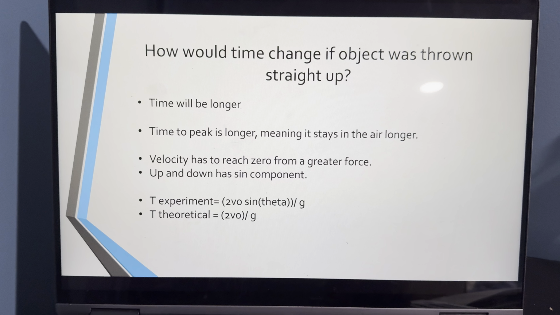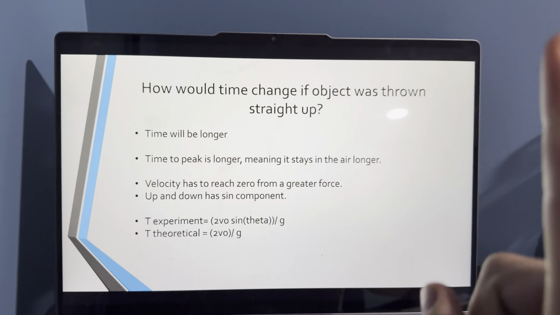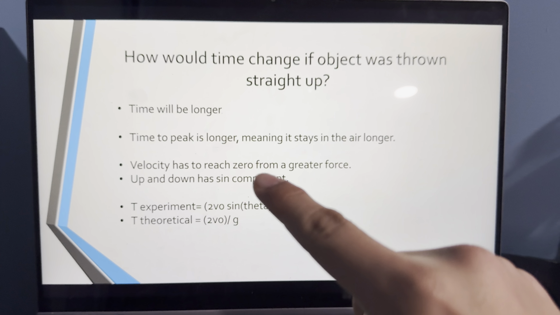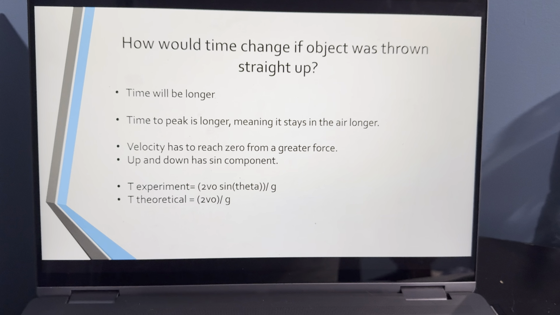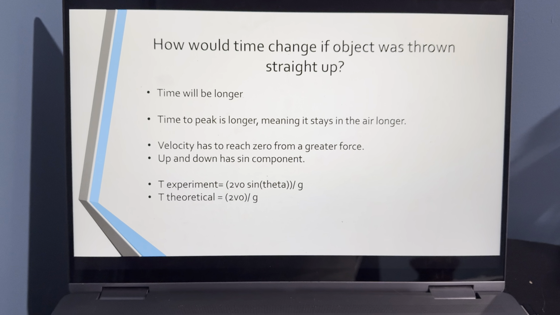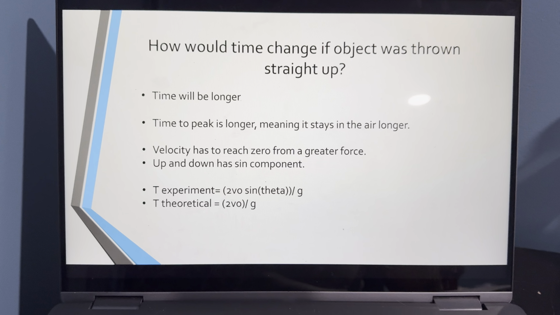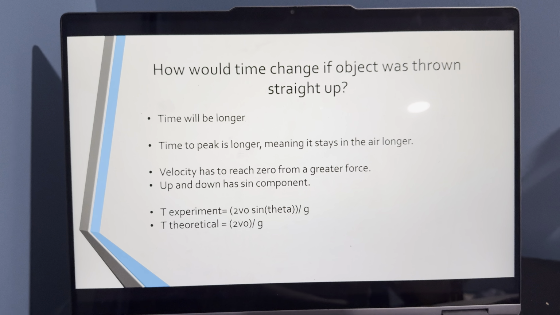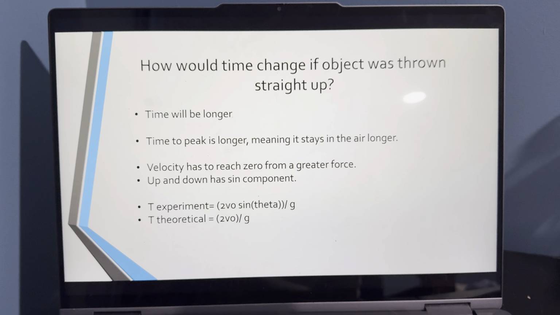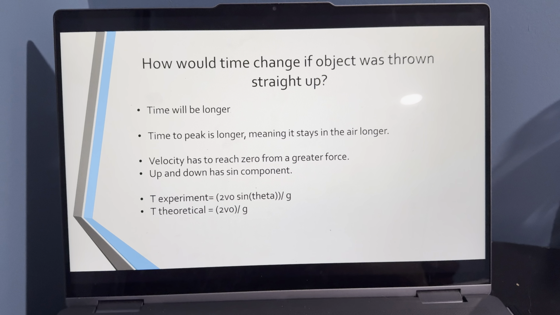So how would time change if the object was thrown straight up? If the object was thrown straight up, the time would be longer, and the time for the object to peak is longer, meaning it stays in the air longer, which means it had more force in it. And since it had more force, it has more velocity and needs more time to reach 0 from the greater force.